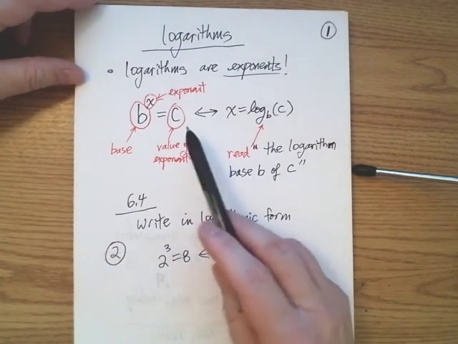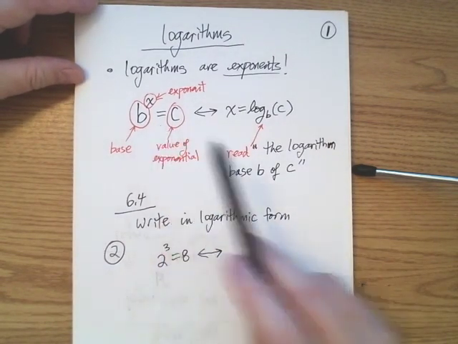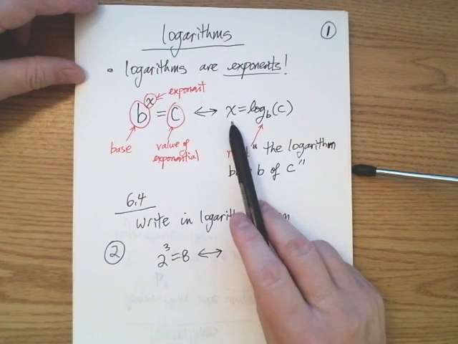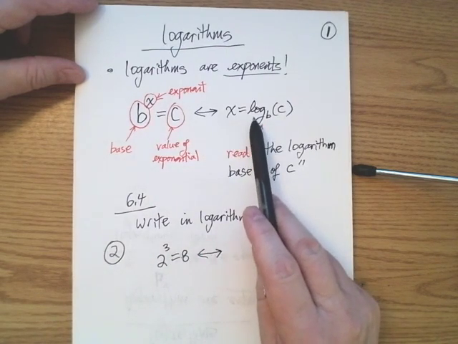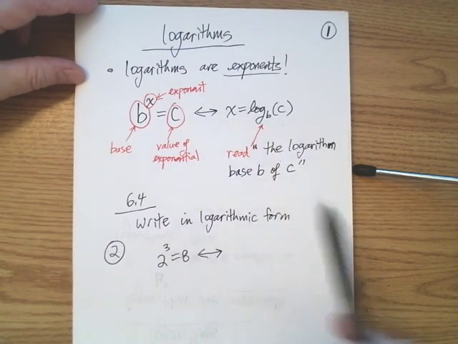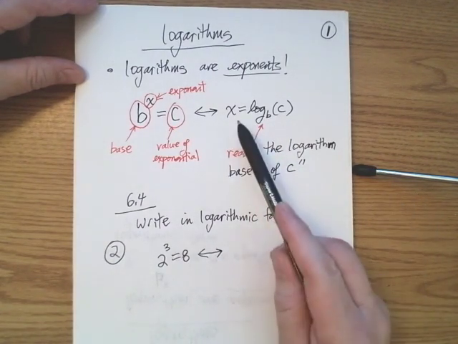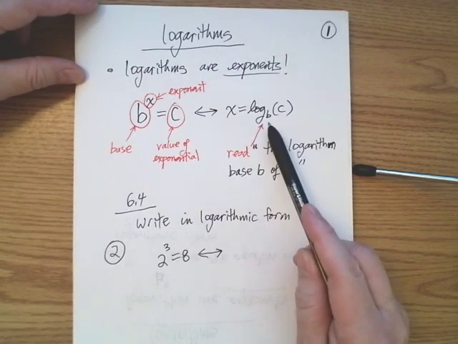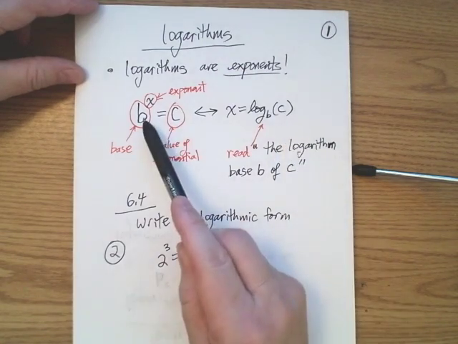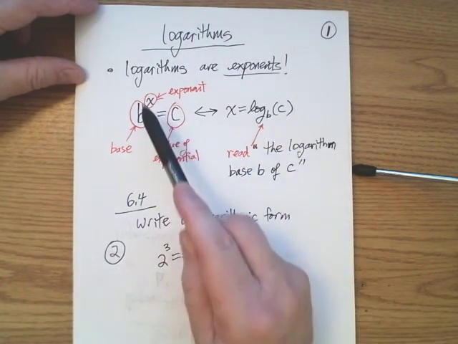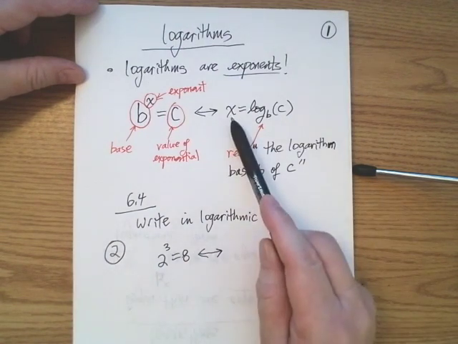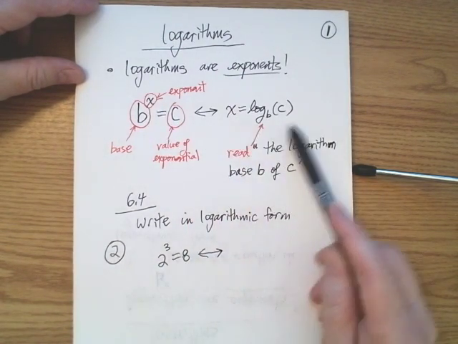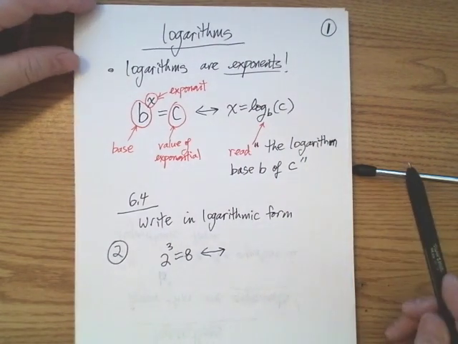Well, we can actually rewrite this situation here, and we can say x, the exponent, is the logarithm base b of c. This is how you read it. So basically, the logarithm base b of c is the power you have to raise the base b to actually get the value c. So you can see that x is actually an exponent, so the logarithm here is actually an exponent.